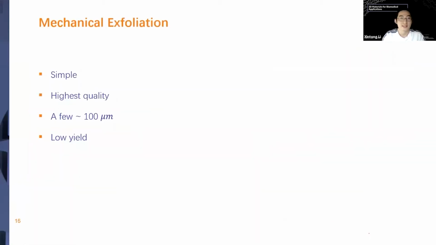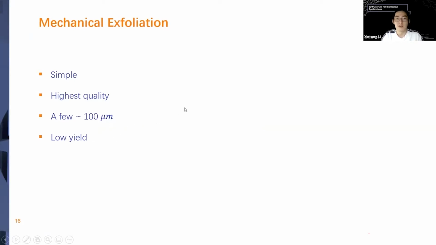So then lastly, we have the mechanical exfoliation method. This method is very simple, and it's probably the first method that was used in 2004 to prepare graphene. And it's widely accepted that this method yields the crystal with the highest quality and fair size, a few microns to under maybe 100 microns. But the problem with this method is that it's random. It's a very random process, and the yield is very low.